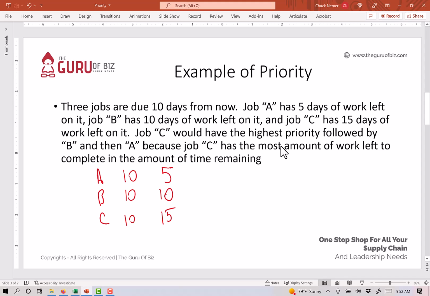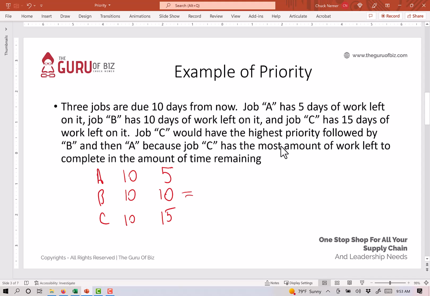So you can look at A and see that with 10 days left and only 5 days of work, you're ahead of the game. B, you're right on time, 10 days worth of work in 10 days. And C, you're in trouble because you're trying to get 15 days worth of work done in 10 days.